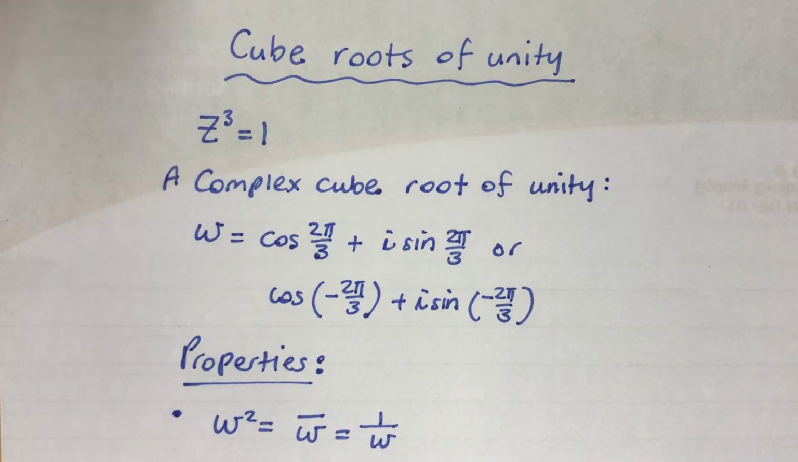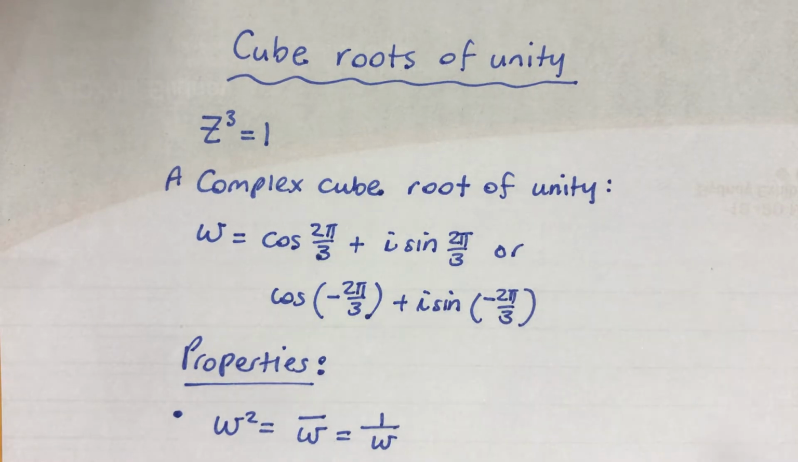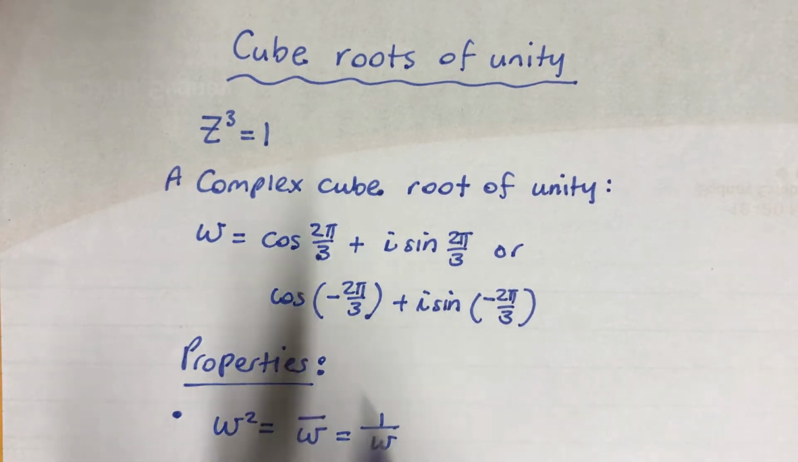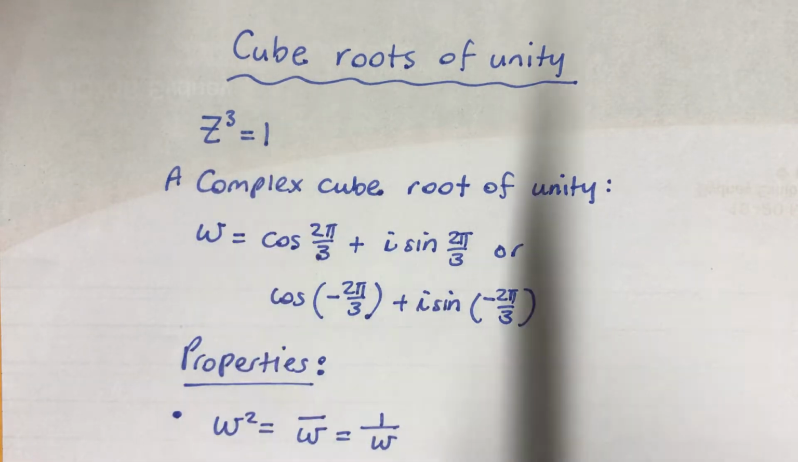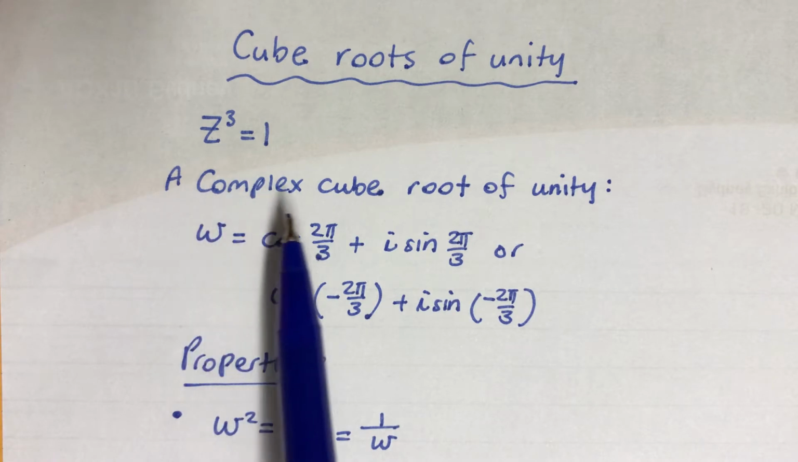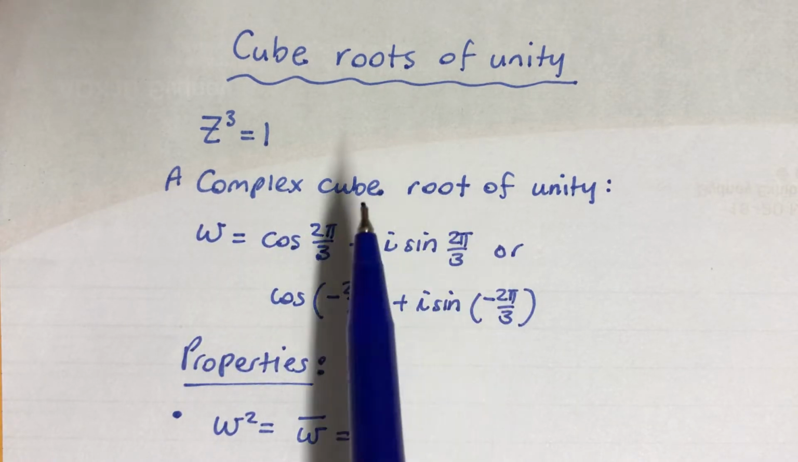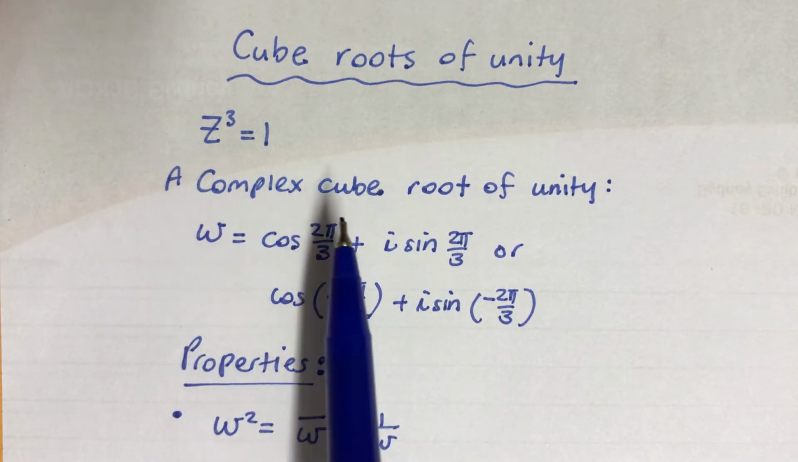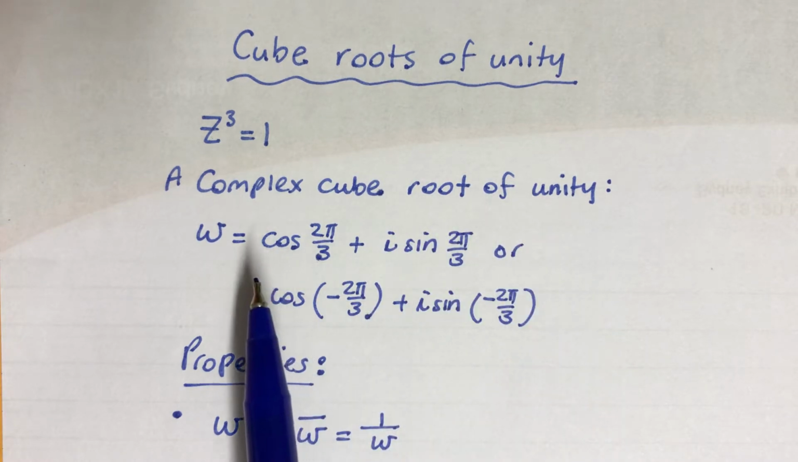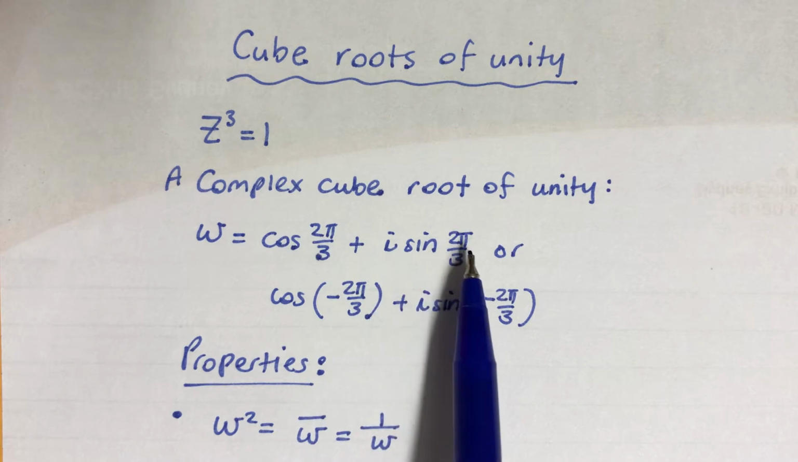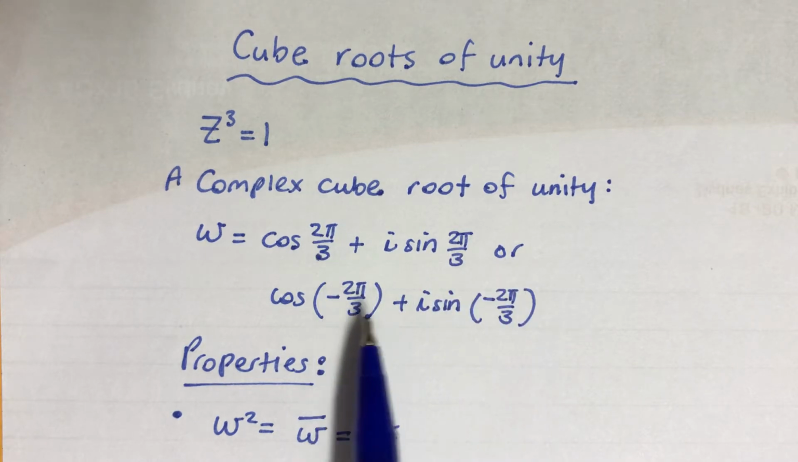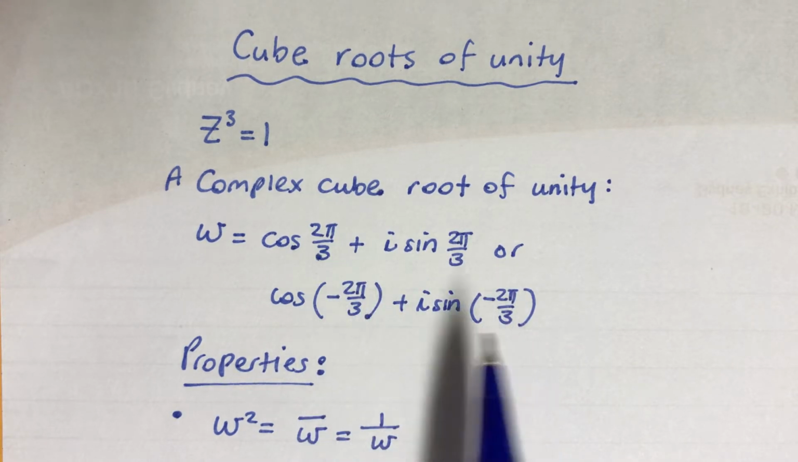Okay, second part of it's the cube roots of unity. This is like a formula you need to memorize. So that's z cubed equals 1, the unity. And as we proved in the previous video, a complex cube root of unity is either cos 2π/3 plus i sin 2π/3, or the negative argument of that.